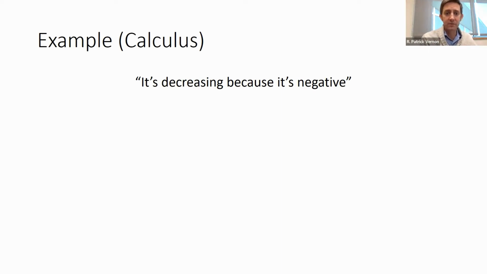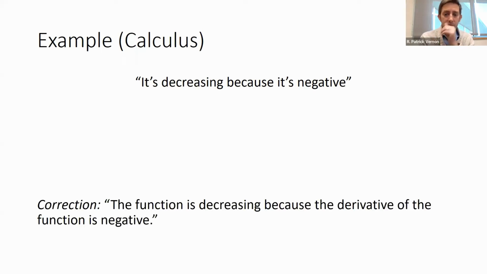It has nothing to do with increasing or decreasing. The height of a function in an absolute sense does not have anything to do with the slope. It's more the change in height that affects the slope. So this one I think is a very important example. We can say a function is decreasing because the derivative is negative. This is something that students really need to understand.